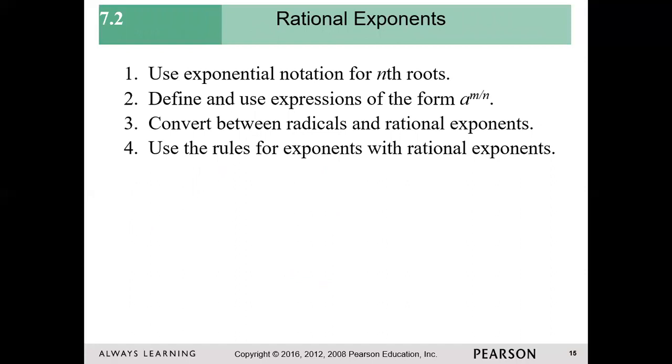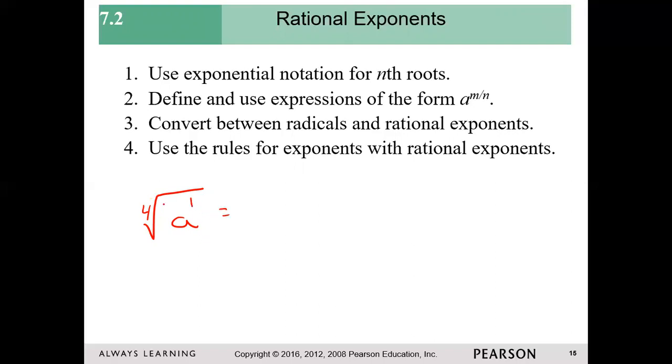All right, so 7.2, rational exponents. We're going to use exponential notation for nth roots. So we're going to be able to take these radicals of, let's say, the 4th root of a, whatever that is. And we know that a, by our exponent rules, is really a to the 1st power.